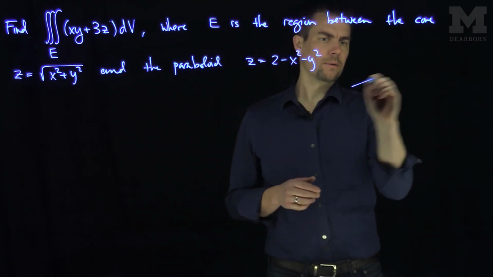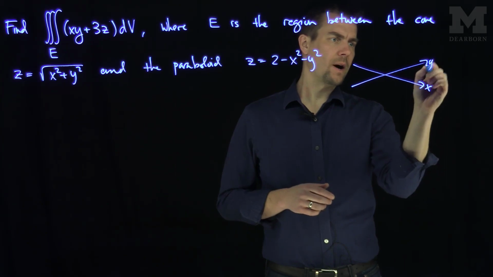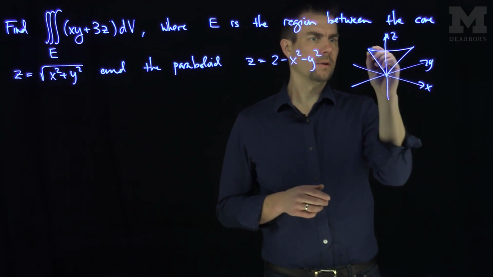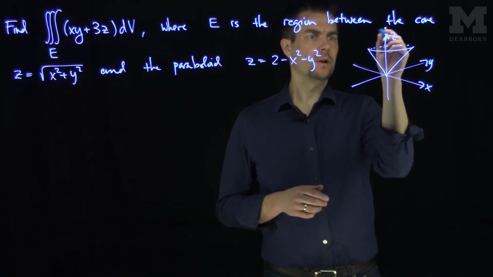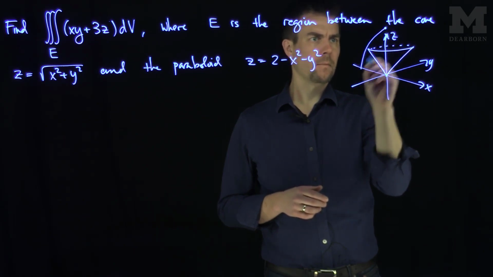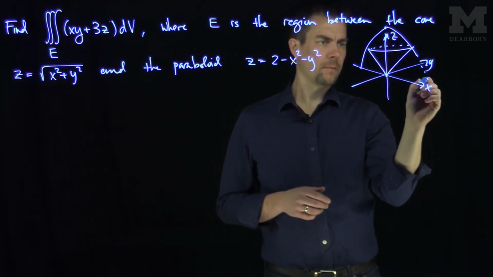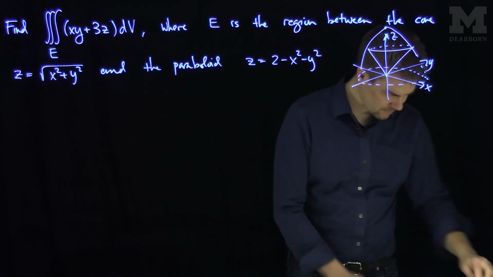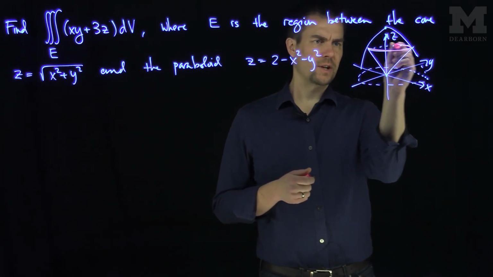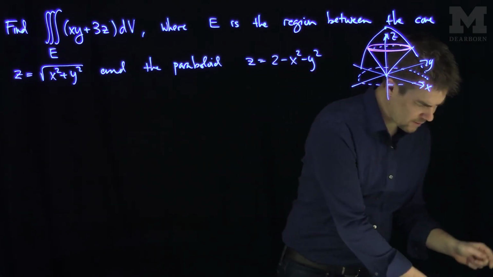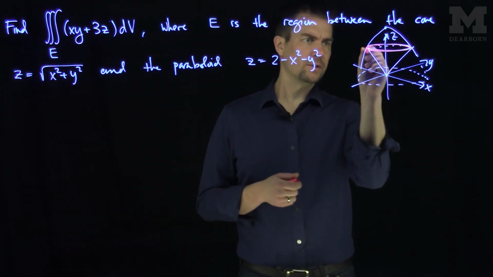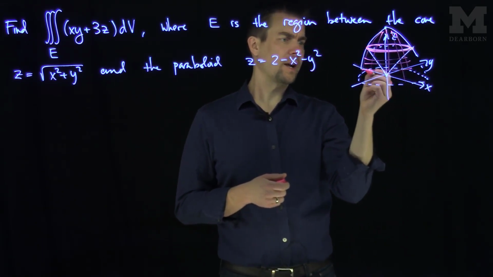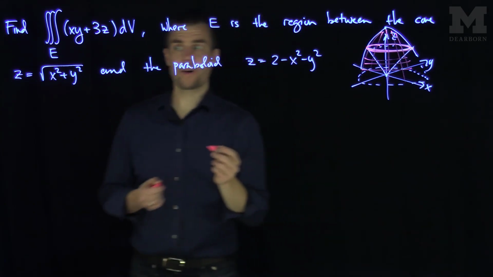So what does this region look like? If we draw the x-axis, the y-axis, and the z-axis, we have the cone that goes up like this. And then the paraboloid goes down like this. So we need to figure out where these graphs intersect. These graphs will intersect on a circle, like so, right? And so that circle is the set of points where the paraboloid intersects the cone. So how do we find that intersection?